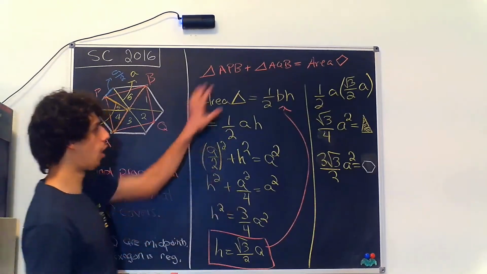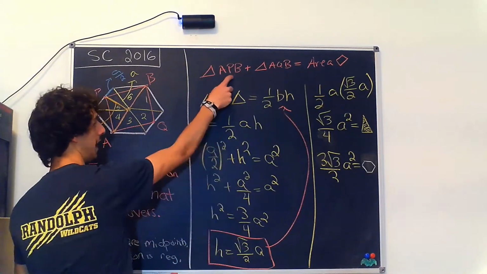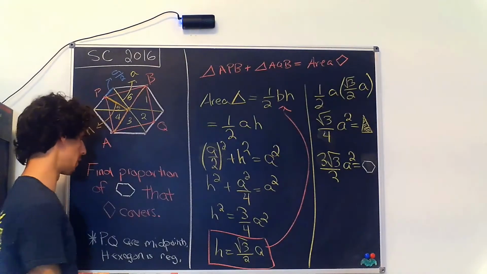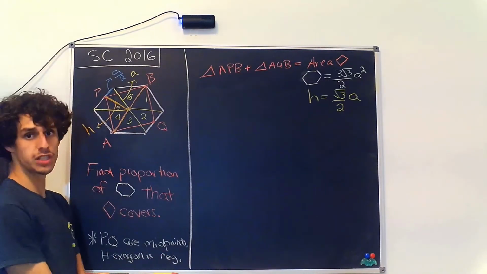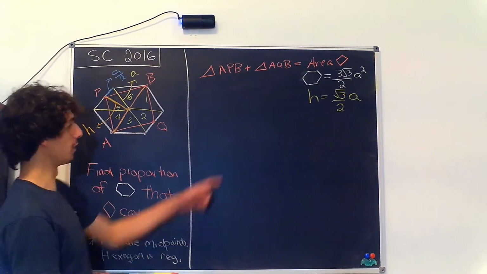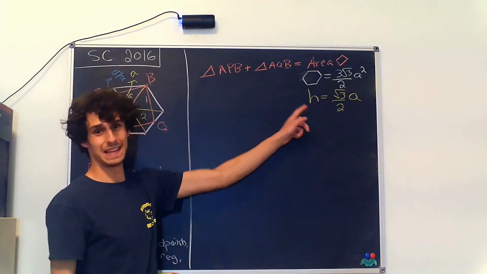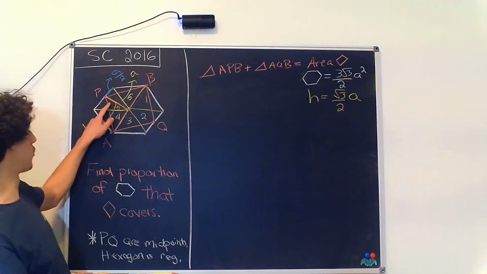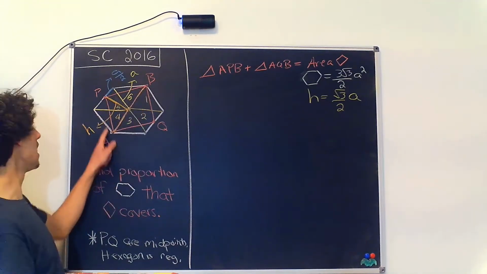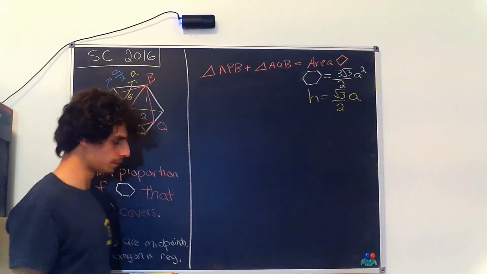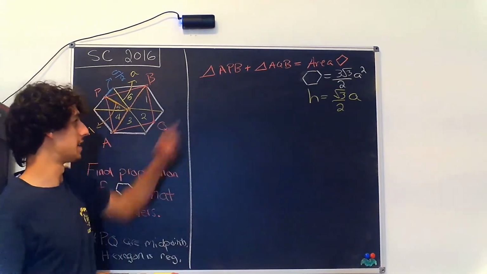Okay, so let's clean all of this up and then calculate the area of the diamond and compare it to the area that we've calculated for the hexagon. Okay, we're just about ready to finish this problem off. We've calculated the area of the hexagon up here, and we also brought up the height of this triangle here, which also happens to be the height of this big red triangle APB and AQB. So let's go ahead and calculate this area now.